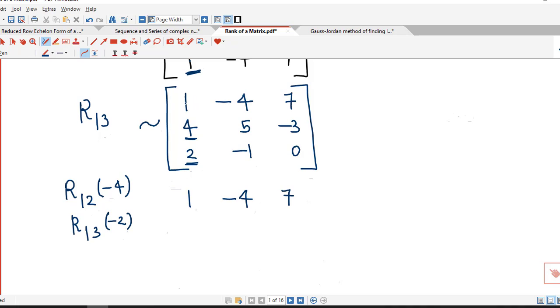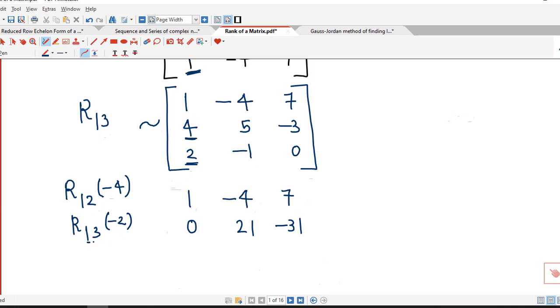Now we multiply the first row by minus 4 and add it to the second row. Here 1 into minus 4 is minus 4, plus 4 is 0. Then minus 4 into minus 4 is 16, and we add 5, which is 21. Then 7 into minus 4 is minus 28, minus 3, which is minus 31.